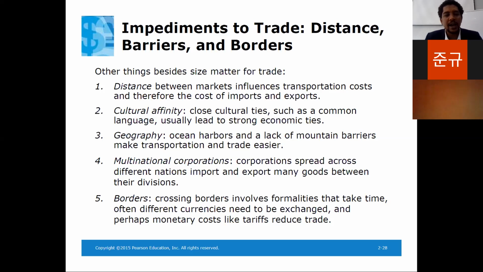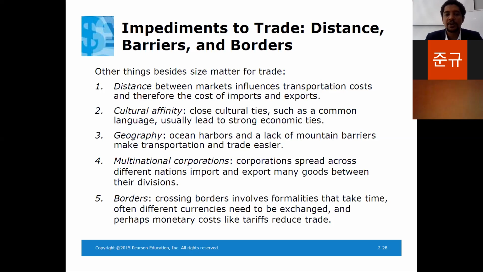Then distance between markets influences transportation cost, and therefore the cost of imports and exports. Okay, and the other barrier is cultural affinity. Close cultural ties, such as a common language, usually lead to strong economic ties, just like with Ireland and the US.